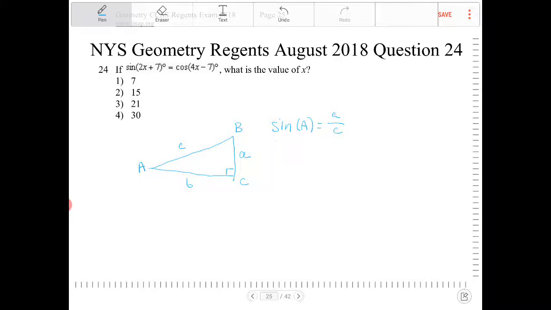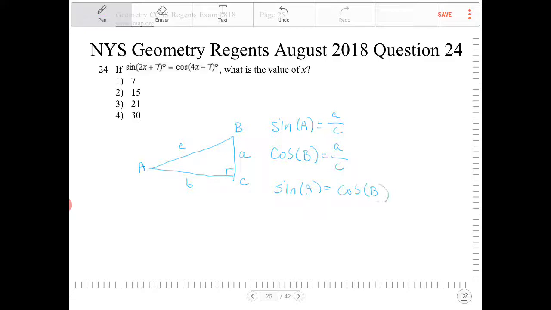Similarly, I can say cosine of capital B, I can find the ratio of it. And the side that's going to be adjacent to angle B, because cosine is adjacent over hypotenuse, is going to be a, and the hypotenuse is again c. Based on this quick demonstration of sine and cosine for this triangle that I've just made up, you can see here sine A and cosine B are equivalent. Sine A is equal to cosine B.